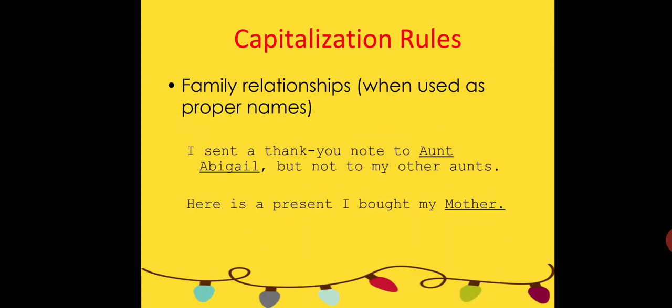Okay. Now, family relationships when used as proper names. So, Aunt Abigail. Look at this. I sent a thank you note to Aunt Abigail but not to my other aunt. So, sir, ibig sabihin ba nito bias yung speaker, bias yung writer? No. It means that Aunt Abigail is a proper name because it's a relationship. That's something that you use to address the person. But when you say other aunts, that will become a common noun.